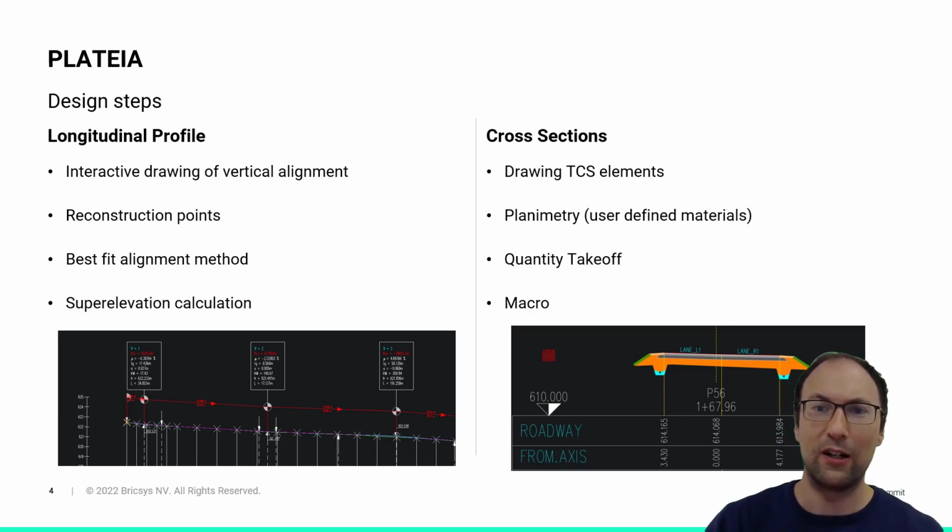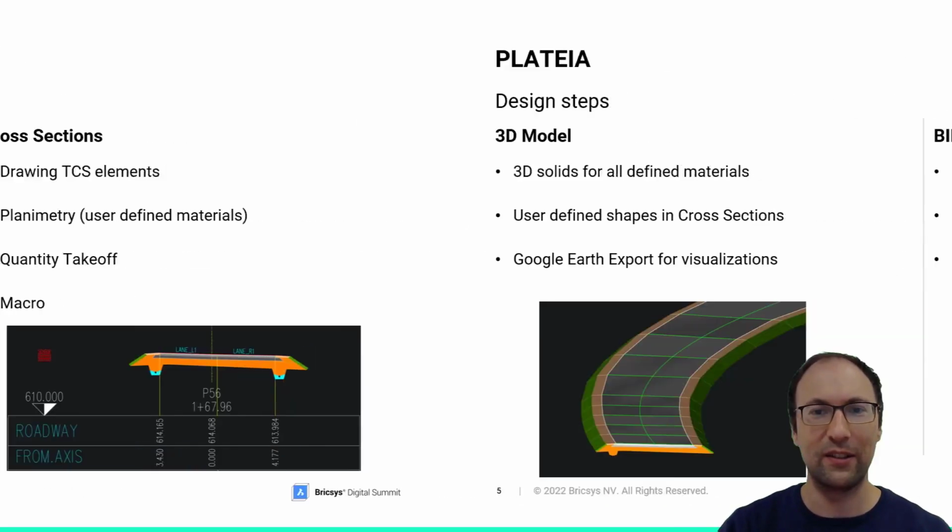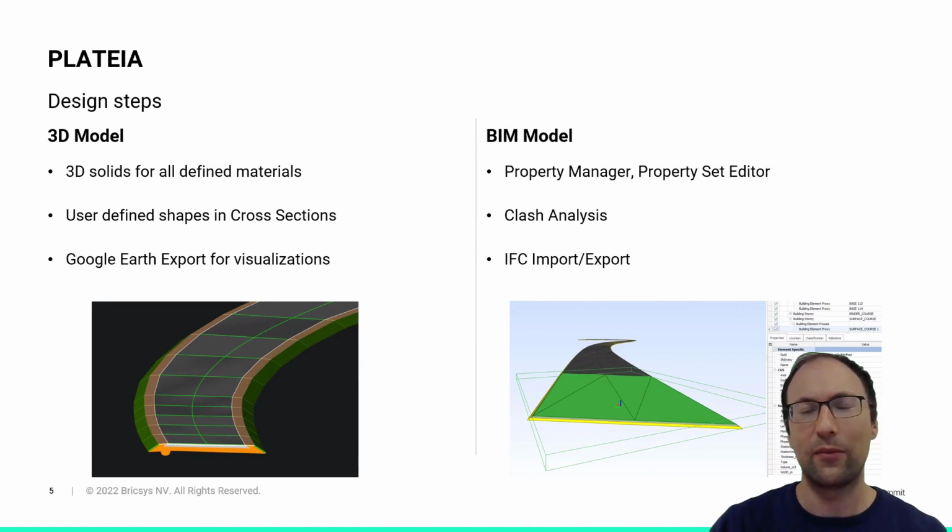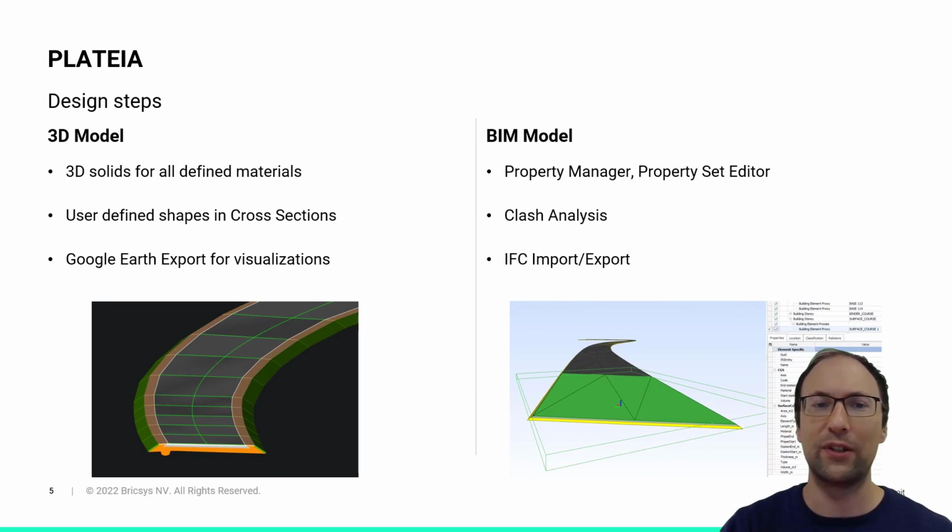We then move to our cross sections. Here we draw elements such as the upper layers of the road, the embankments, the drainages, and all other things. We can get the quantity takeoff or the volumes, and we can use this information to create a 3D model. The 3D model is created with 3D solids from the user-defined materials and cross sections.